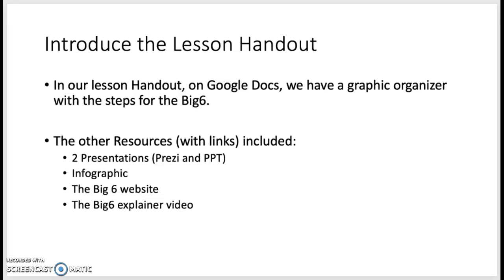So in our lesson handout on Google Docs, we have basically a graphic organizer that contains the steps for the Big 6, as well as some questions that will help you organize your research. We also included some other resources with links, and that was 2 presentations. There was a Prezi, which you can click on and it will have different things that swirl around, and another PowerPoint presentation by another librarian that I thought was helpful. There's an infographic. There is the Big 6 website link, as well as the explainer video that you've already watched.